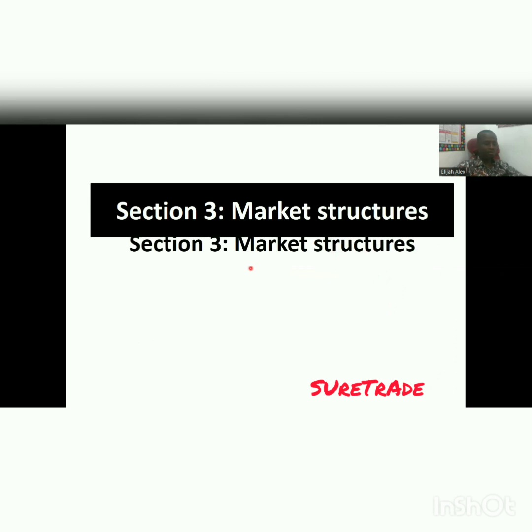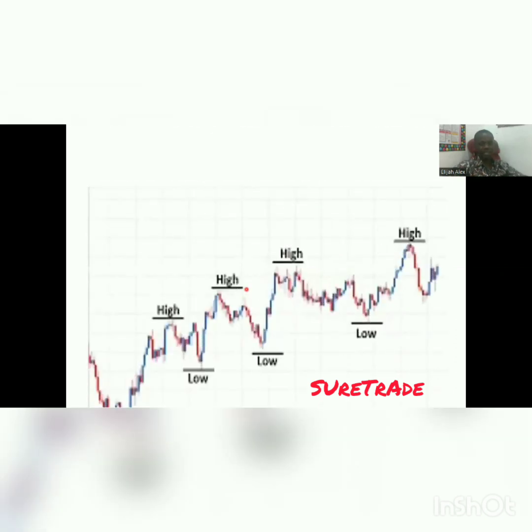So next is the market structure. Market structure looks like this. Market structure is when you have a low, you have a high, then a lower high, and then a lower high, and then a higher high, a lower high, and then a higher high, lower high, higher high. So this is a structure, okay? So talking about structure, this structure here, this is a structure.